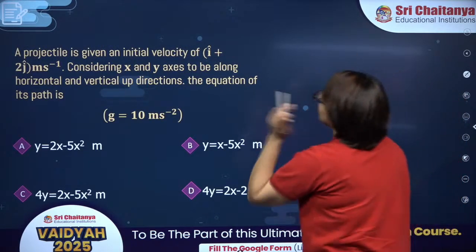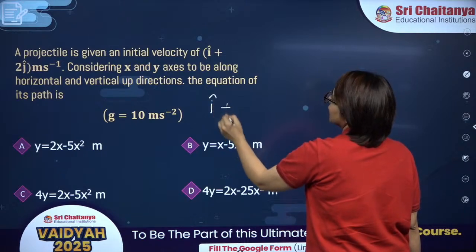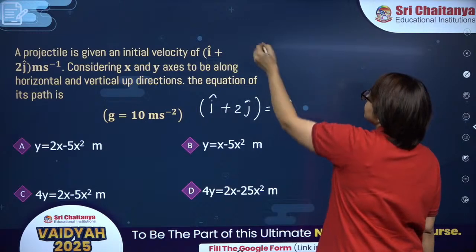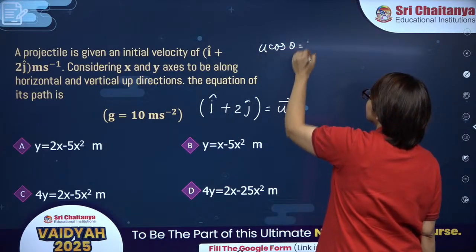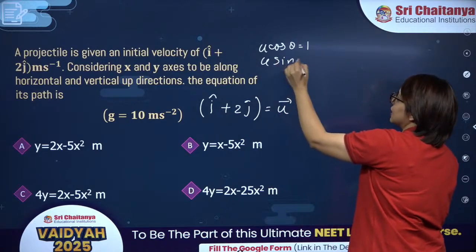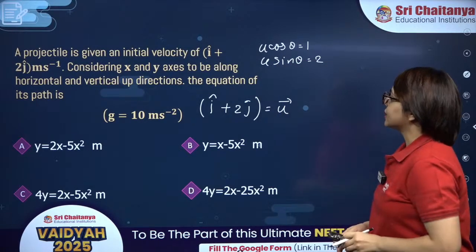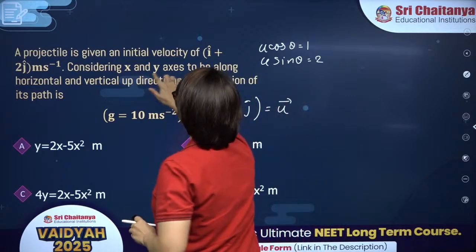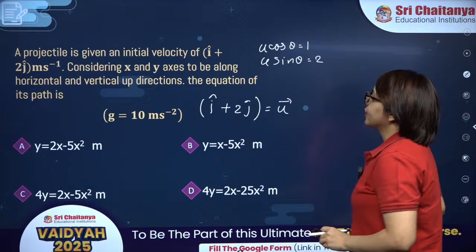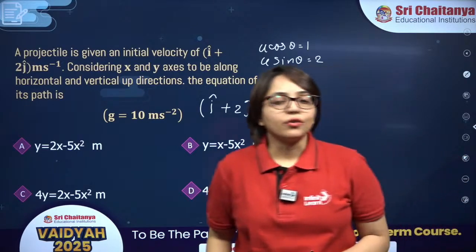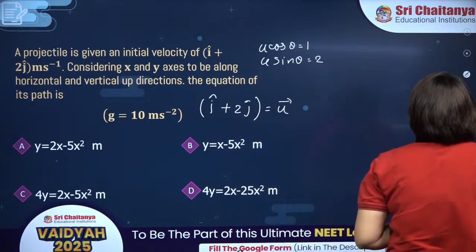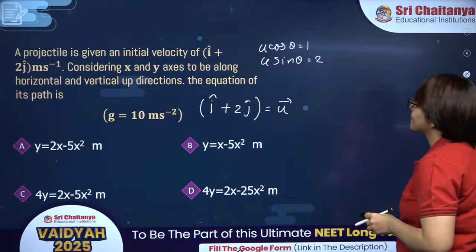A projectile is given initial velocity i plus 2j. This is the initial velocity vector. That means u cos theta is equal to 1. U cos theta is the x component of velocity and u sin theta is the y component of velocity, which is equal to 2. Considering x and y axes to be along the horizontal and vertical up directions, the equation of its path is. What is the equation of this path? Please try this question everyone. You have to find the equation of trajectory over here.